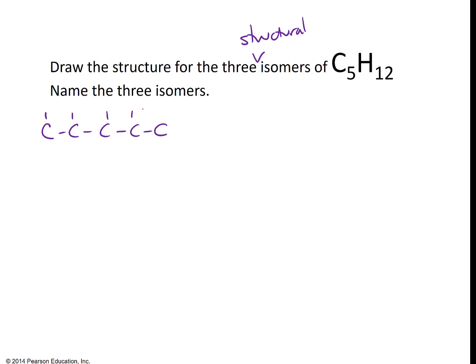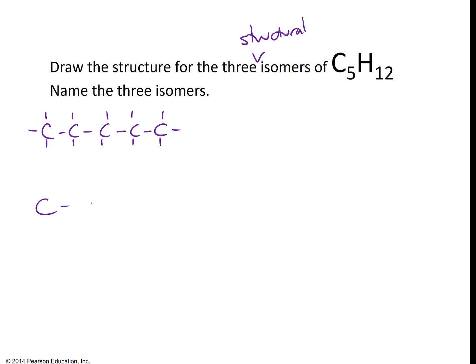1, 2, 3, 4, 5, 6, 7, 8, 9, 10, 11, 12. Those are hydrogens, not putting them in. Okay? So everybody agrees that's C5H12. So how can I rearrange these carbons, and this is pentane, how could I rearrange these carbons so they're not all in a straight line?